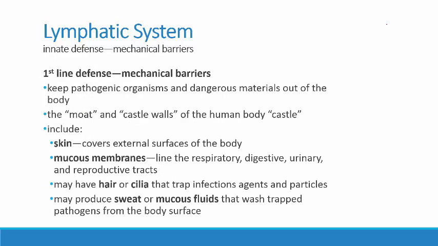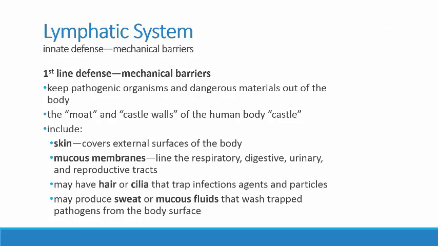Okay, so the first line of defense, if we're talking about a pathogen that can affect a human, are the mechanical barriers. Their job is to keep pathogenic organisms and other dangerous materials, toxins, or chemicals out of the body. If we think of the body as a castle, then the mechanical barriers are the castle wall and the moat that are around that castle.